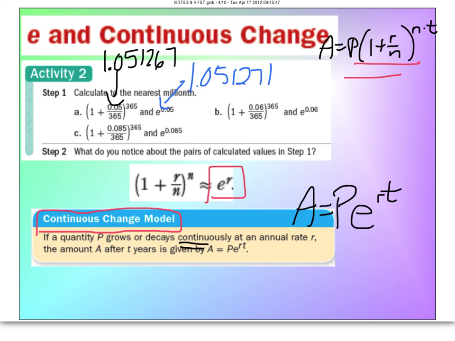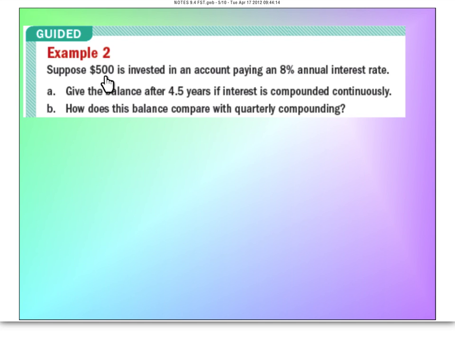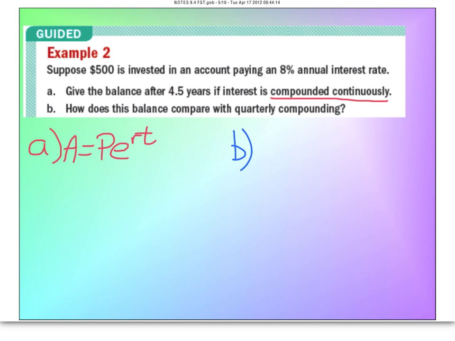So let's go ahead and take a look at a problem that uses A PERT versus using this. So here we have $500 is invested in an account that pays 8% annual interest rate. Now, Part A says give the balance after 4.5 years if it's compounded continuously. Whenever you see that word, that means A PERT. So A equals P e to the RT. Now let me just read Part B to you. This one says, how does the balance compare with quarterly? So this means use the other formula. So we're just going to compare those. And let me write the other formula. We're going to do 1 plus r over n to the nt.